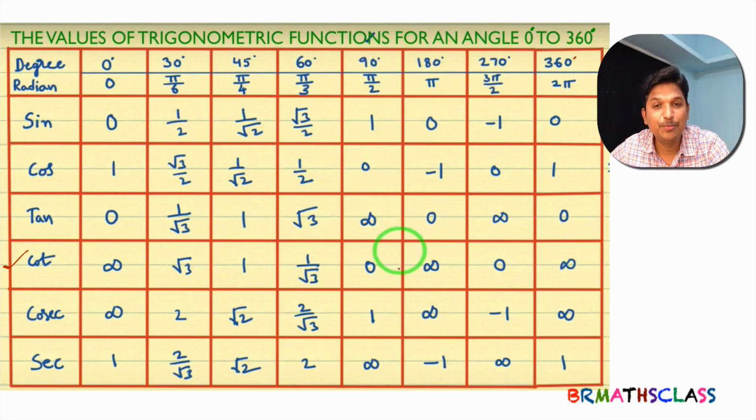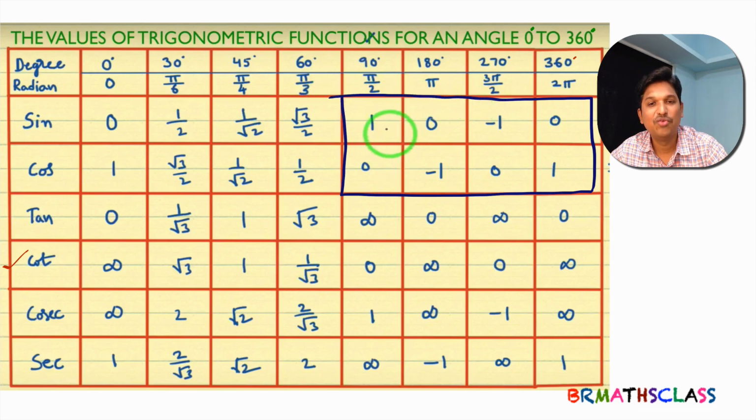So we learn up to this 90. 180 to 360 also we use frequently, but not as much as from 0 to 90. You check this part. See, 1 0 minus 1 0. Correct or not? It is easy to memorize. 1 0. You start with 90. 1 0 minus 1 0.